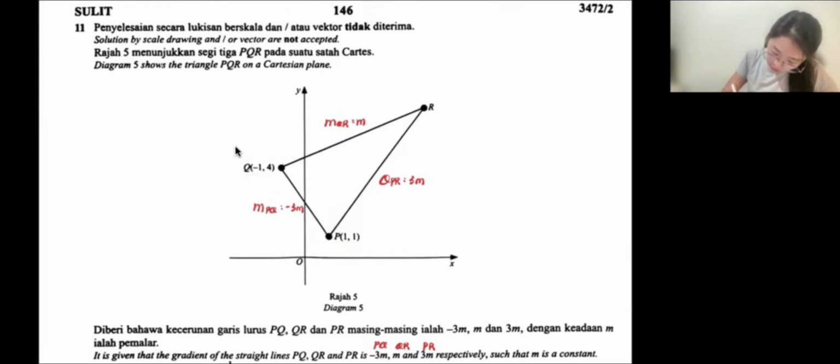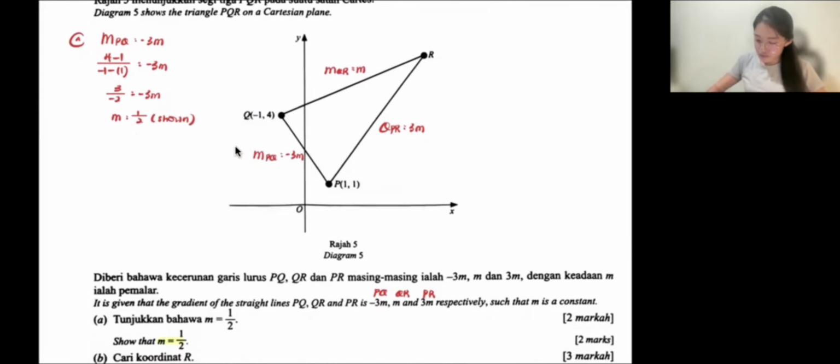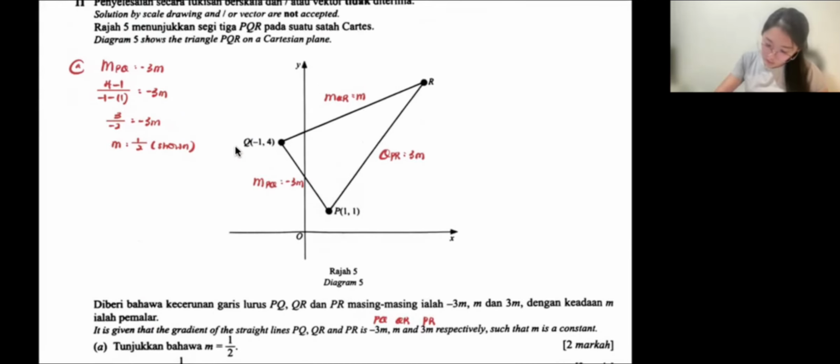So you can just take gradient of PQ equals to negative 3m. Then you use the traditional one. 4 minus 1 over negative 1 minus 1 equals to negative 3m. So you get 3 over negative 2. m will be negative 3 over 2 divided by negative 3. m will be 1 over 2, shown. So this is 2 marks over here, 1 mark here, 1 mark for the final answer.